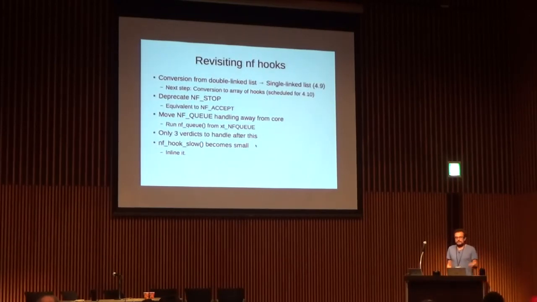We've been also revisiting the NF hooks. People say NF hooks are slow, so we are going to make this faster. The first step in the conversion is that the double linked list has been replaced by a single linked list. And the next step that is ongoing, and we expect to land in the tree soon, is the conversion to array. The array will help us to exploit the cache locality a bit better. So we expect to fit four hooks in a cache line, which should hopefully speed things up.